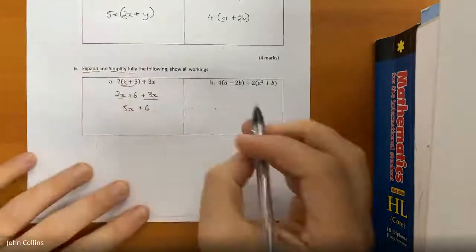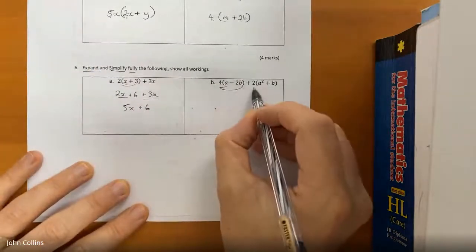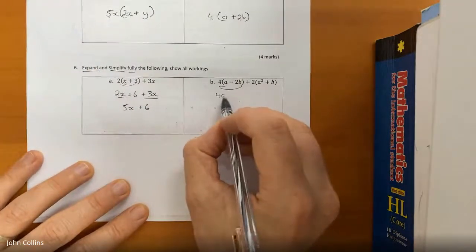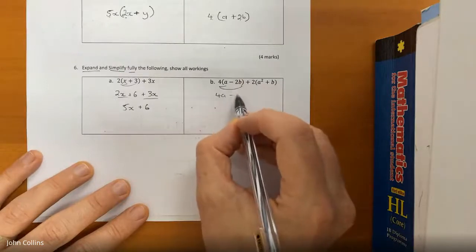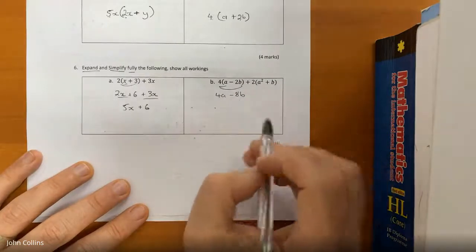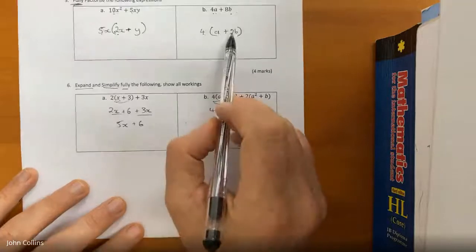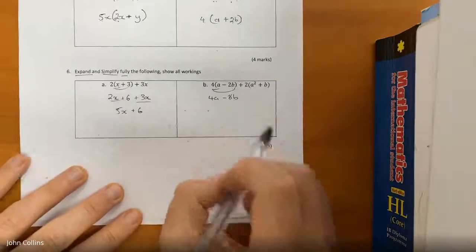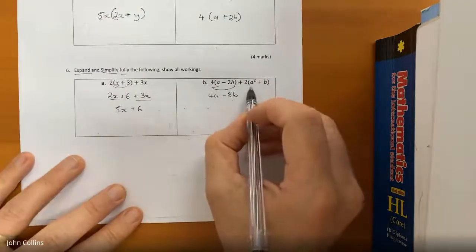Okay, once again, multiply by 4 first. 4 times a is 4a. 4 times minus 2b is minus 8b. Looks a bit like that one up there. So that was a little bit of a hint if you weren't sure.